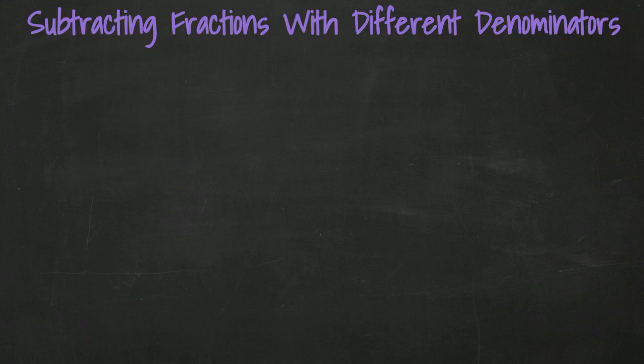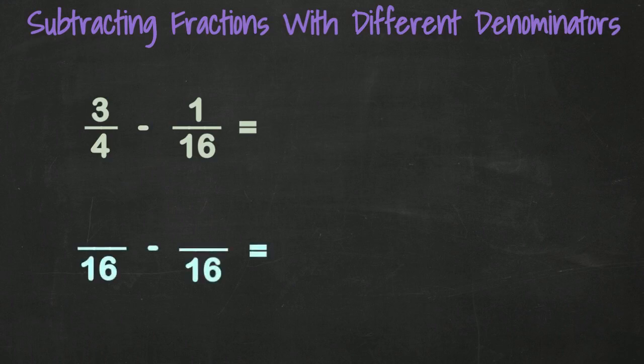Our next example to walk through. 3 over 4 minus 1 over 16. No common denominators, so we can look at the multiples of 4 and 16, but I can tell you right off the bat that I know 16 is a multiple of 4, so we can save some time and just set our fractions over the denominator of 16.